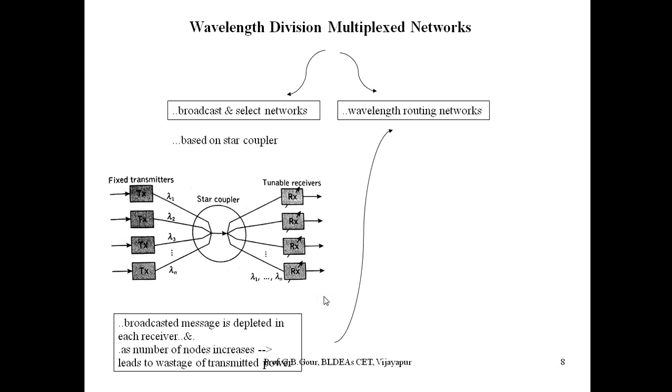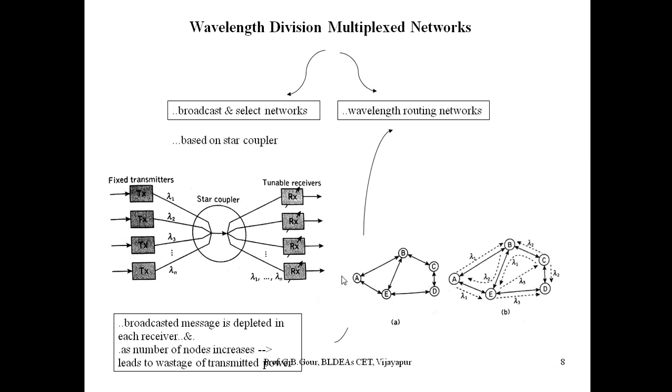Hence we'll go for a different technology, that is called wavelength routing networks. The concept here is very simple. RWA, routing and wavelength assignment. So for example, in figure A we have 5 nodes which are physically interconnected by these arrows. Let us assume we have 3 optical signals with unique wavelengths: lambda 1 going from A to B, lambda 2 going from C to B, like that.